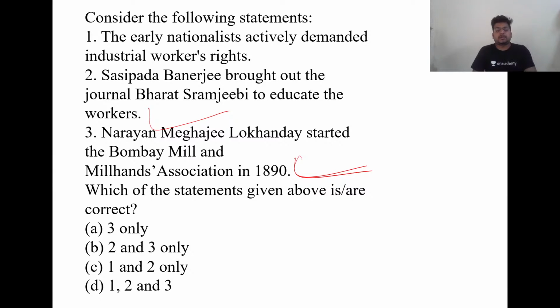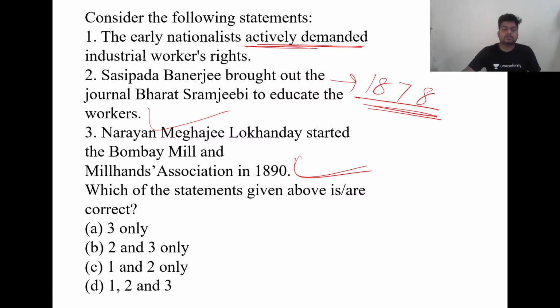Sasipada Banerjee founded the first journal in 1878, for the working men's club. He started this. The early nationalists, like the moderates, were not talking about workers' rights. So the first statement is that they demanded industrial workers' rights. They actively demanded workers' rights? We don't have any such information.